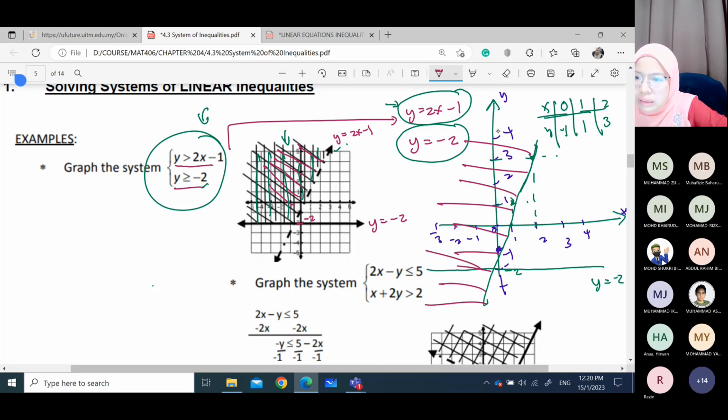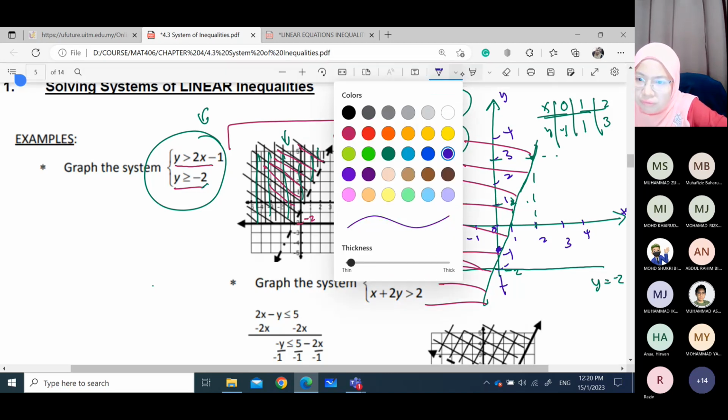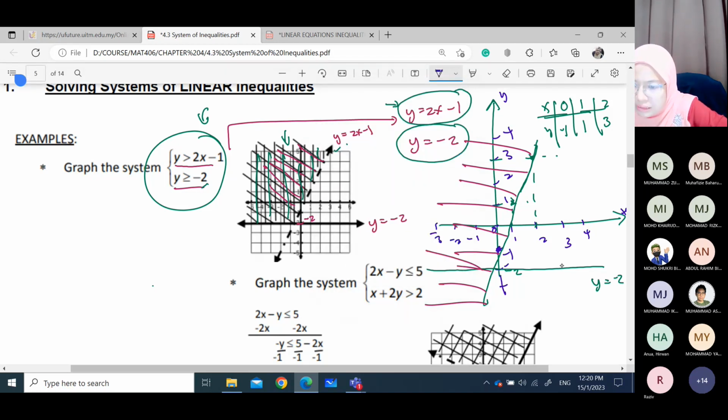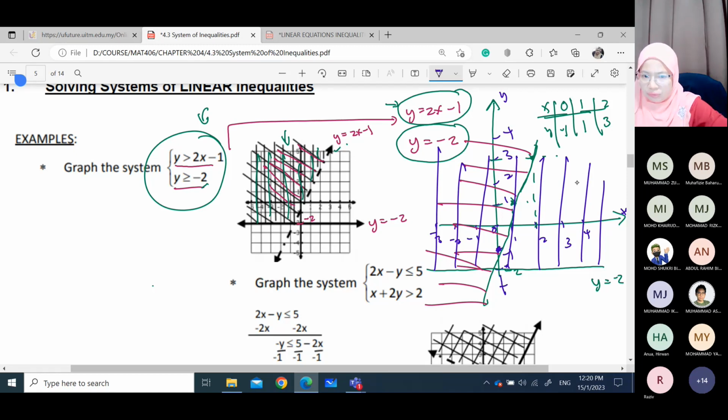Kemudian untuk yang kedua, y greater than negative 2. Y greater than negative 2, kita fokus pada graf y sama juga dengan negative 2. So, inilah this line. So, dia berada di atas. Sebab y is always greater than negative 2. So, y sentiasa lebih besar daripada negative 2. Okay. Ni semua area y is greater than negative 2. Tapi sebab kita ada dua two inequalities, so we take the overlapping region. So, the overlapping region this one. Yang overlap lah.